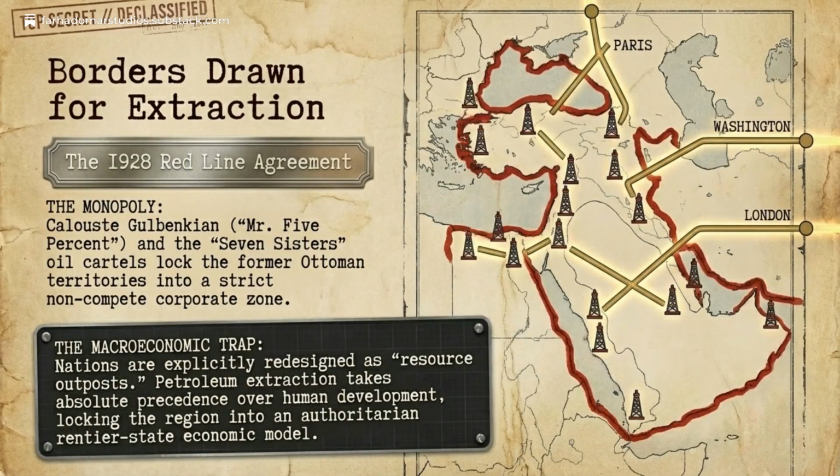The 1928 Red Line Agreement drew borders for resource extraction. Oil cartels locked former Ottoman territories into a non-compete corporate zone. These nations were redesigned as, quote, resource outposts, prioritizing petroleum extraction over human development and establishing authoritarian rentier state models.